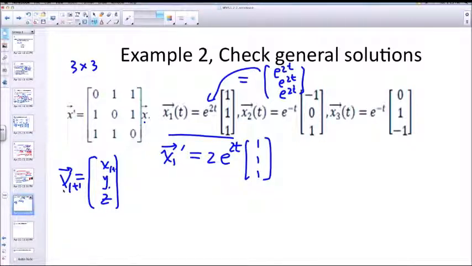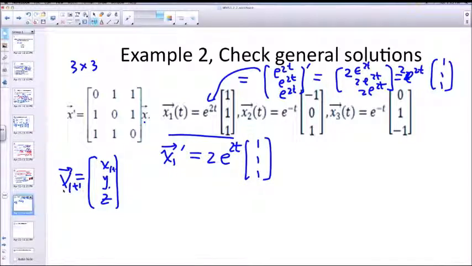Well, if you want to do it this way, it's the same. Look, that's e^2t, 2e^2t. Take out the e to the 2t, and the 2 again is the same. That's the left hand side. How about the right hand side?